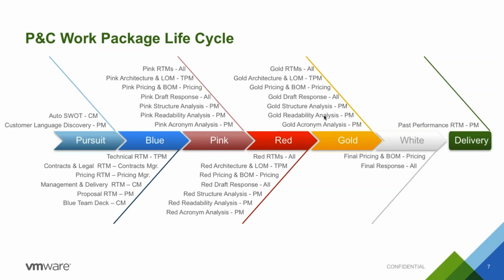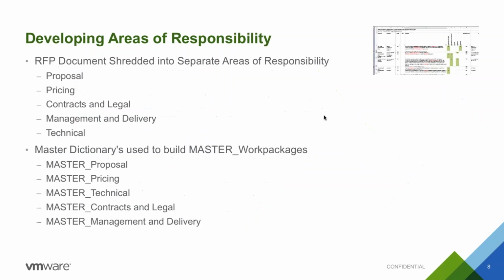We also have draft responses in each phase, as anyone would. So pink draft, red draft, and so forth. And we pass those drafts through the structure analysis, readability, and acronym analysis at each phase, so that as we get through each gate, our product is getting better and better, and we can see that. And then you can see there at the end there, we finally do the past performance RTM that I mentioned. Can move on.